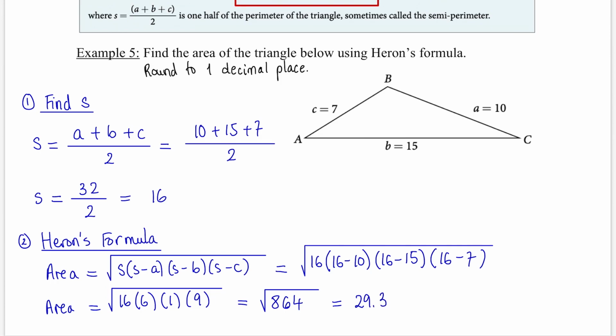And the square root of 864 is 29.39387691. And they asked me to round to one decimal place. So that is 29.4.